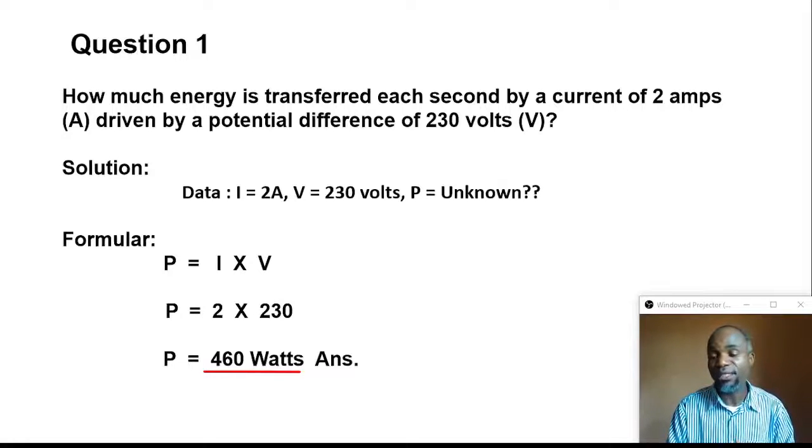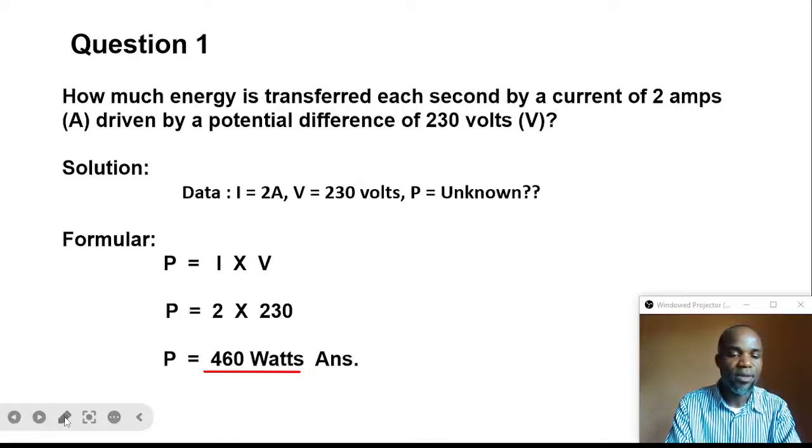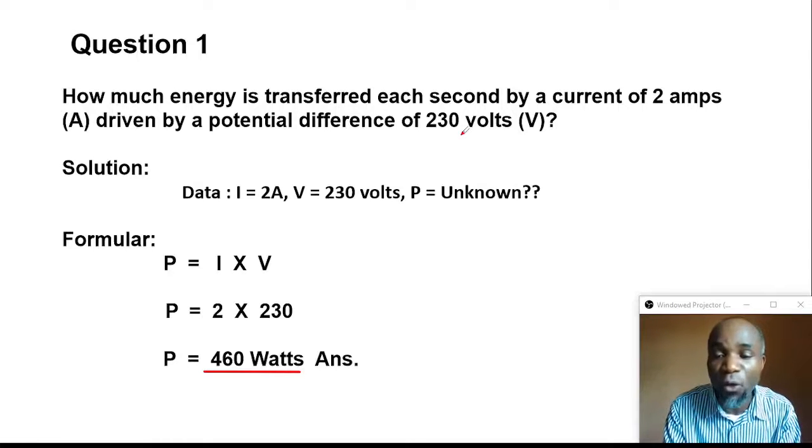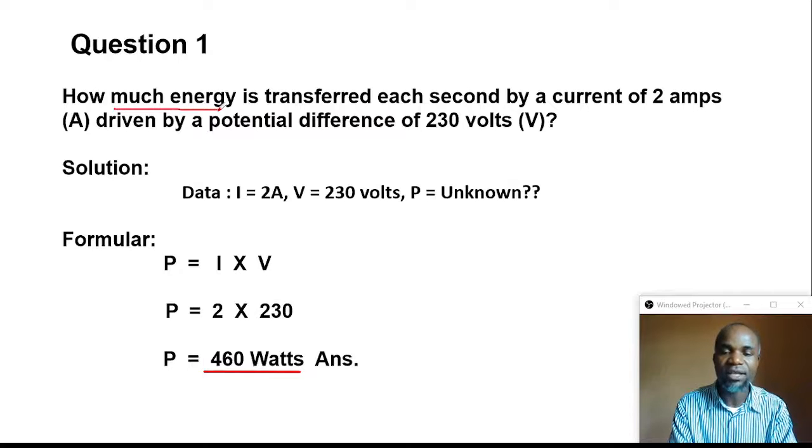All right, when such an electric circuit is supplied with 230 volts. So let's see. The question is a very simple one. How much energy is transferred each second by a current of 2 A driven by a potential difference of 230 volts? How much energy? It's talking about the time rate of energy. That is power.